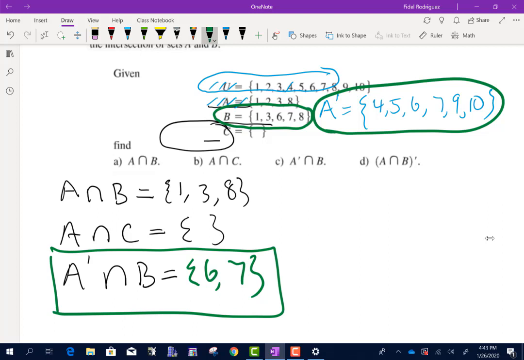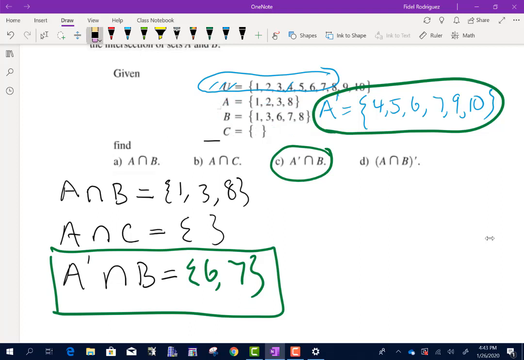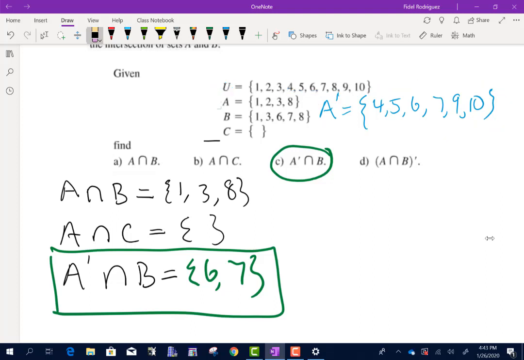So guys, I want you to notice something. In order for me to do part C, I couldn't just look at my set A and my set B and say, oh, I can find the intersection of A complement and B. So let me clear this up a little bit. Let me get rid of that circle, and that and that and that. What I first had to do was find A complement. Once I found A complement, then I could find the intersection of the two.